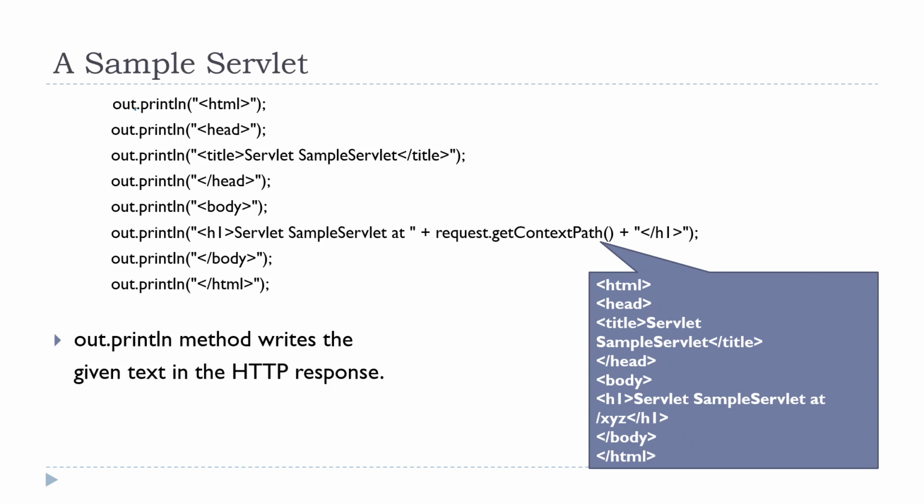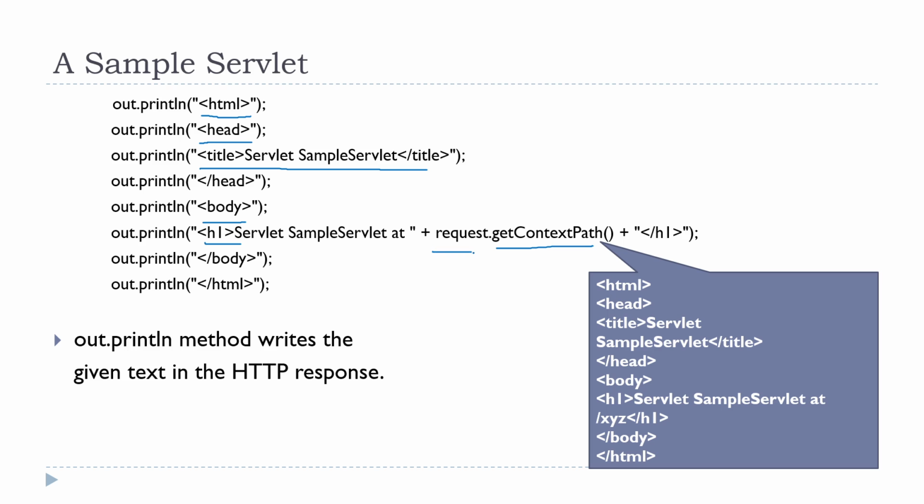Next, in the out is the PrintWriter object, and we can use print or println methods. So using the println method here, we are writing the HTML response. As you can see, we are starting with the HTML tag, followed by the head tag, then the title tag. Then in the body, we are printing a line in header 1, which says "Servlet SampleServlet at", and it is printing the context path.